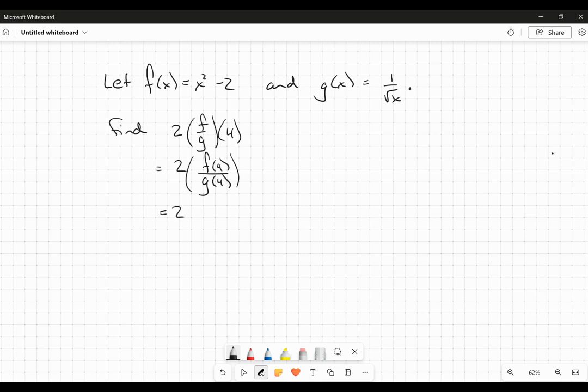So I'm going to evaluate f of 4, and that is going to be 4 squared minus 2. And then I'm going to evaluate g at 4, which is going to be 1 over the square root of 4. Okay, now I still got that 2 sitting there out front here. 4 squared is 16, minus 2 is going to be 14. The square root of 4 is 2, so this is going to end up being 1 over 2.